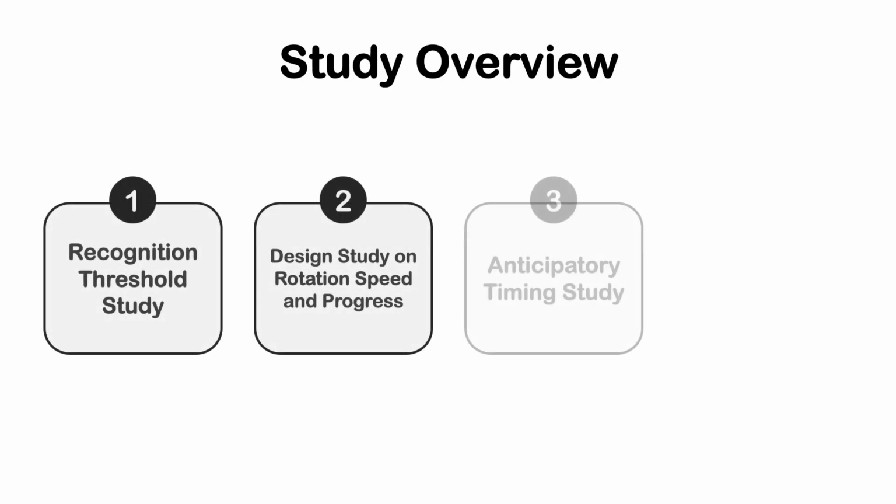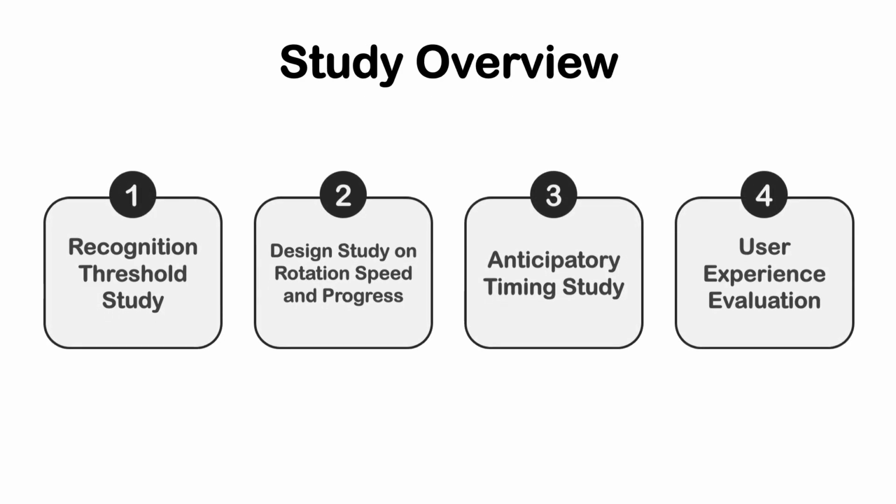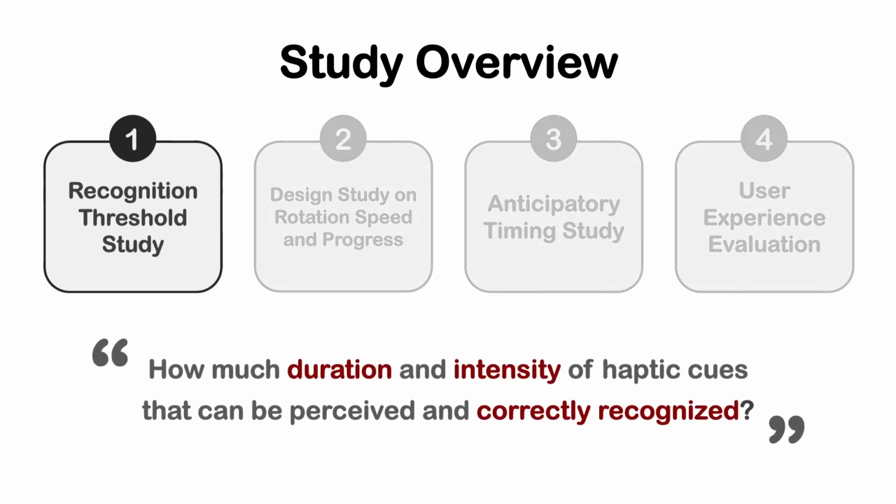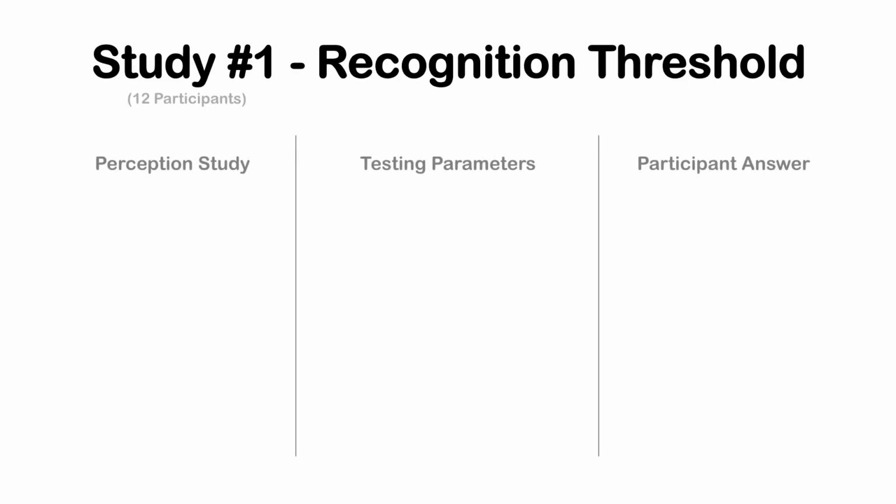We will now discuss the user studies part of our research. First, we want to determine the minimum duration and intensity of haptic cues that users could perceive and recognize accurately. These statistics could assure the effectiveness of the haptic cue. To do this, we used the constant stimuli method from psychophysical studies.